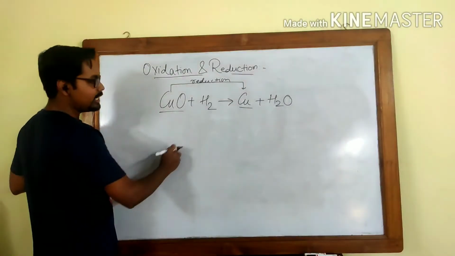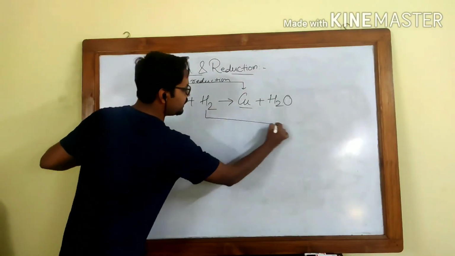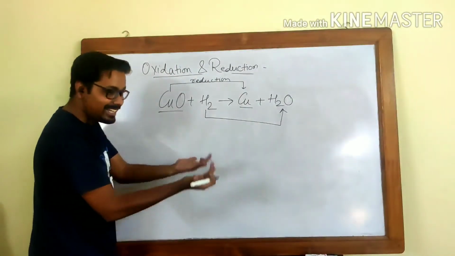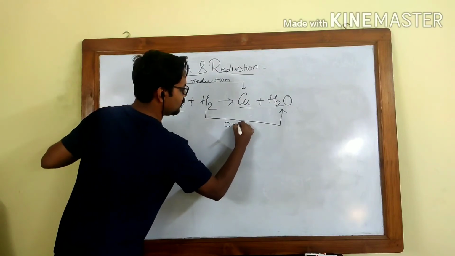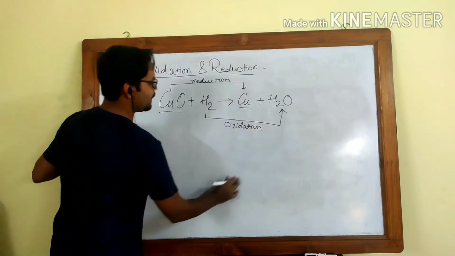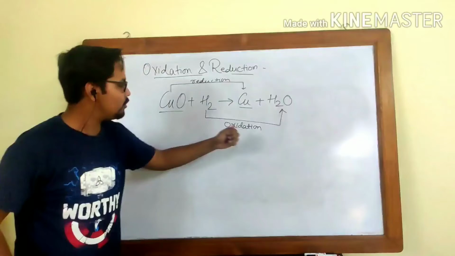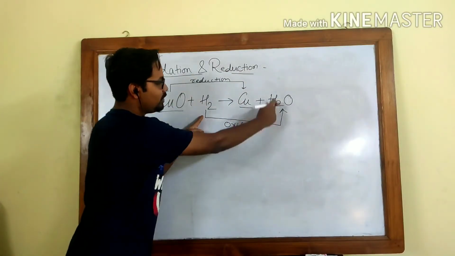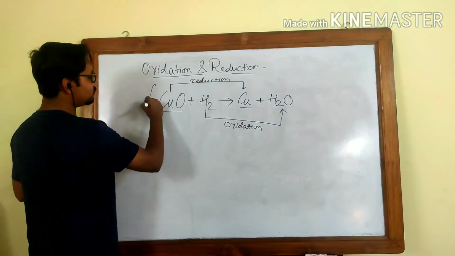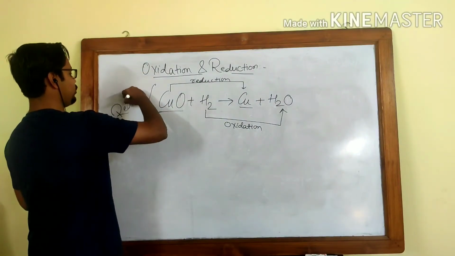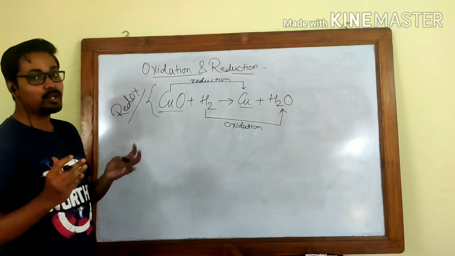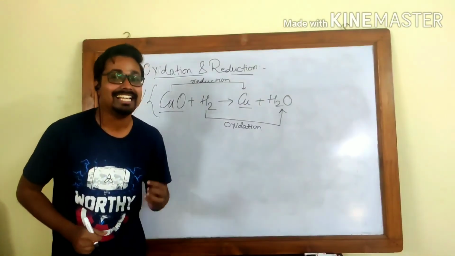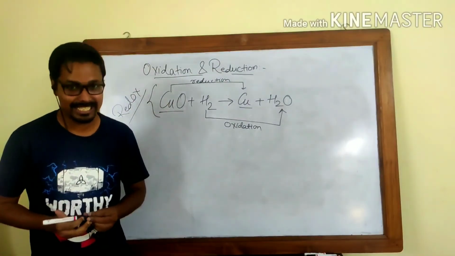In case of hydrogen, hydrogen was alone, but after the reaction, hydrogen has gained what? Oxygen. So what happens to hydrogen? Since it has gained oxygen, it is oxidation. So in this reaction itself, we have two parts. One part is undergoing reduction, the other part is undergoing oxidation. As a result, these sort of reactions are called redox reactions. A reaction in which both oxidation and reduction take place simultaneously is called a redox reaction.